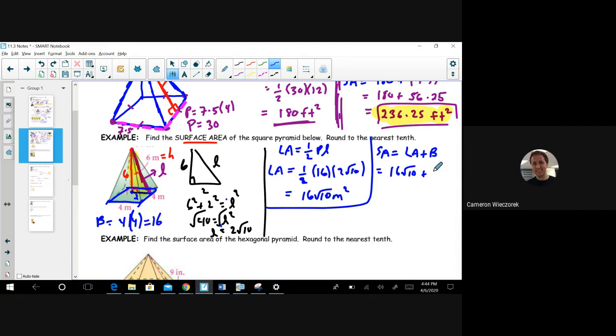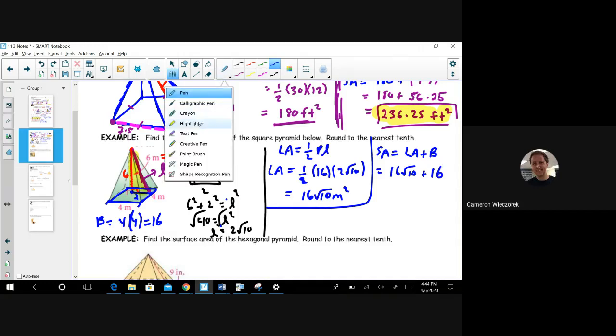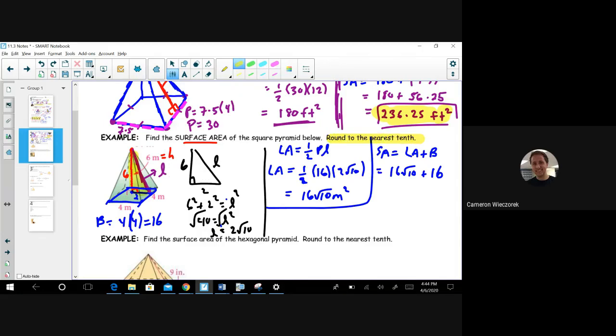That's 16. Can't add these together because one of them has a rad 10, but the other one does not. It doesn't really matter because the problem asked me to round to the nearest tenth anyway. So I would just type that into my calculator.